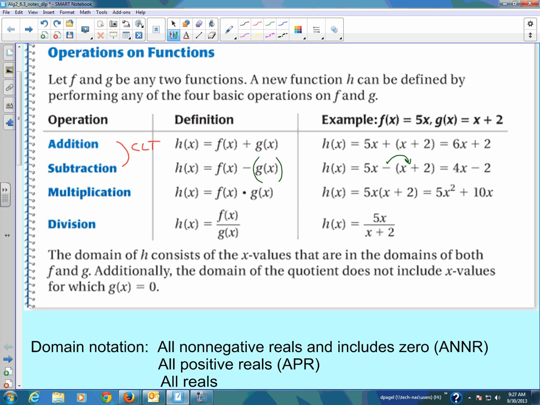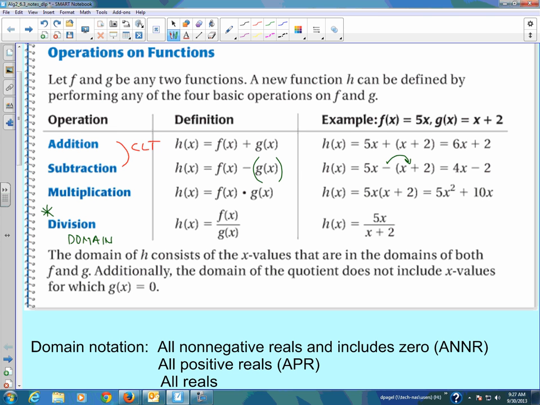Multiplication, two binomial type functions, you're foiling, or otherwise you're just using the distributive property. Division, pretty straightforward in terms of the operation of division. However, this one is the one we need to be careful of when we're talking about the domains of a division operation.